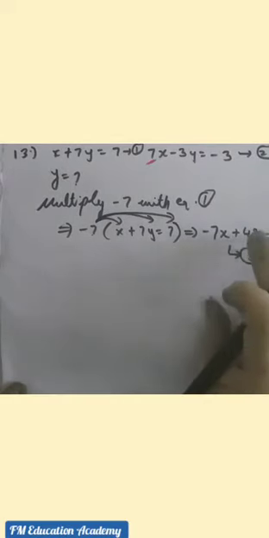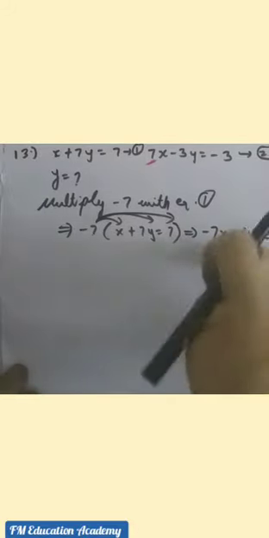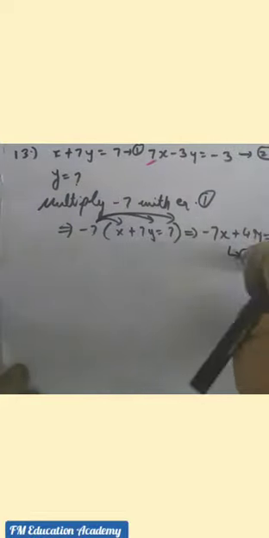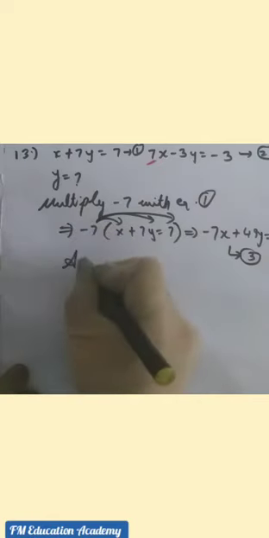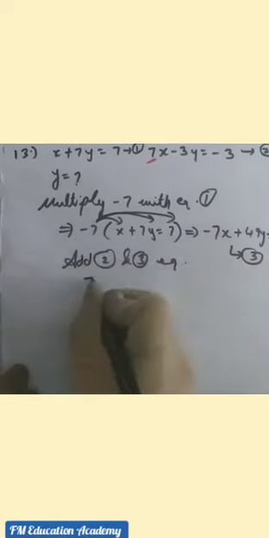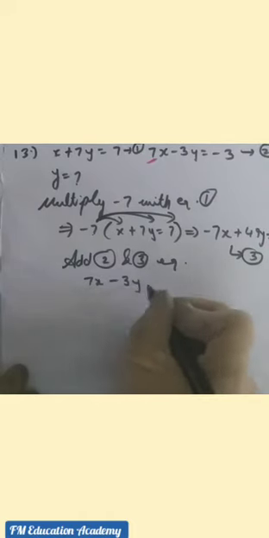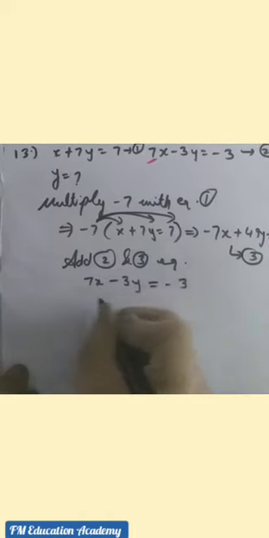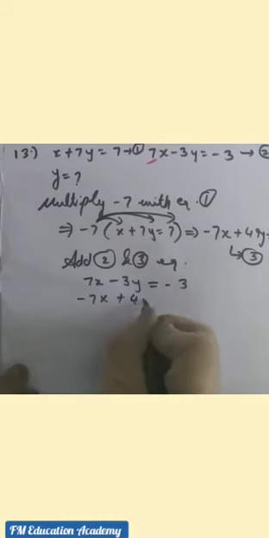Now, in order to find the value of y, what can we do? Add the second equation and third equation, because one has minus 7x and the other has plus 7x. So we can easily add the second equation and third equation so that the x variable is eliminated. How to add? Write the equations one after the other. First we write the second equation and then we write the third equation.